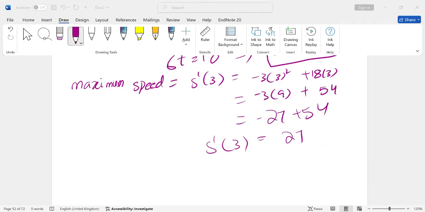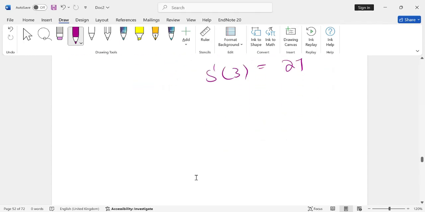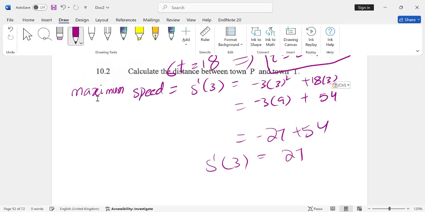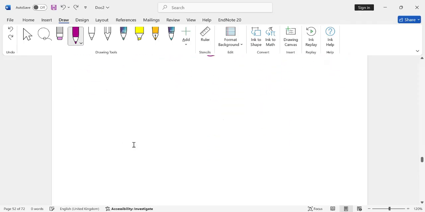So let's move to the next question, which is 10.2.